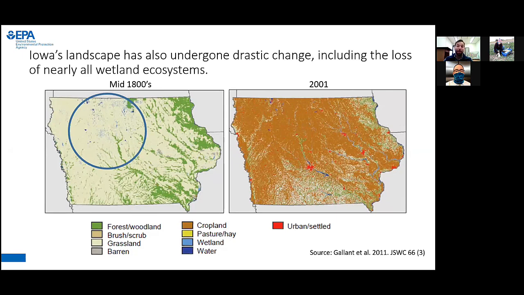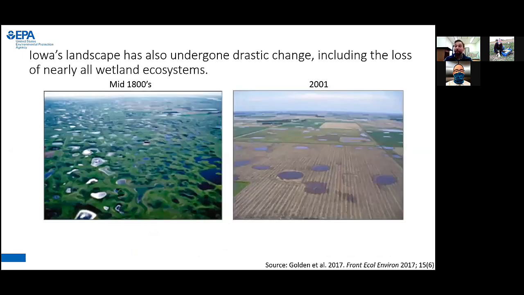And just to give you an image of how these systems have changed, the landscape in the 1800s would have looked a lot like the picture here on the left, which is an aerial image of the prairie pothole region in Canada today. But presently, this region looks like the image on the right, where former pothole wetlands are drained and planted with corn and soy, but still hold water seasonally in these landscape depressions.